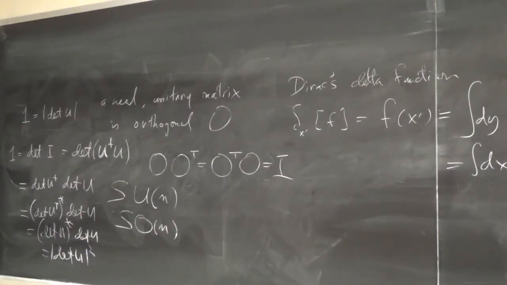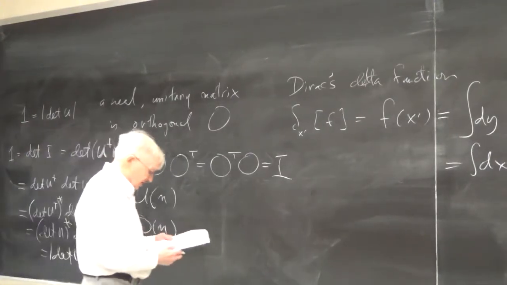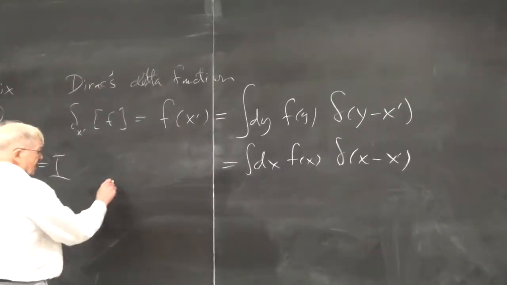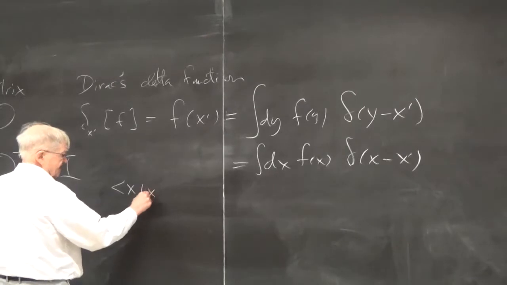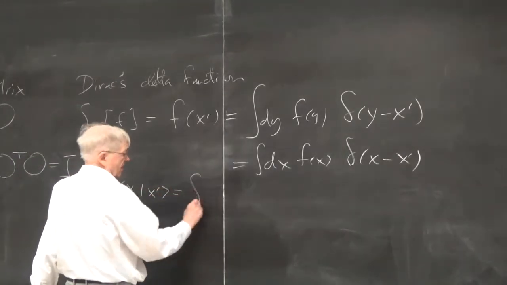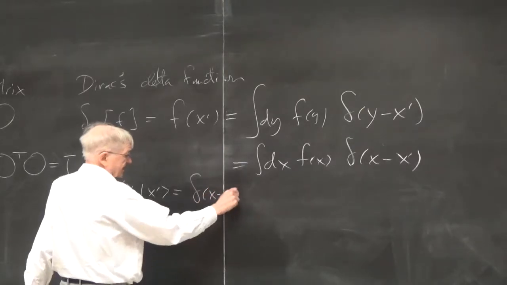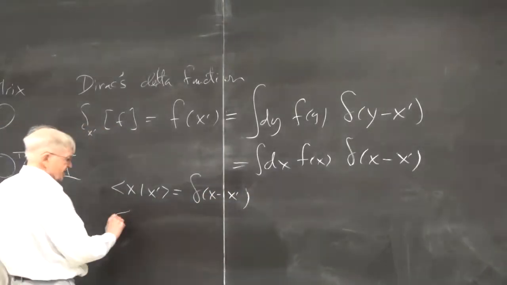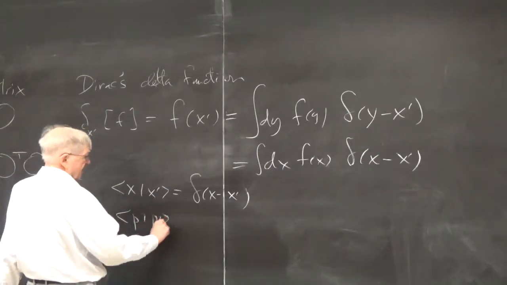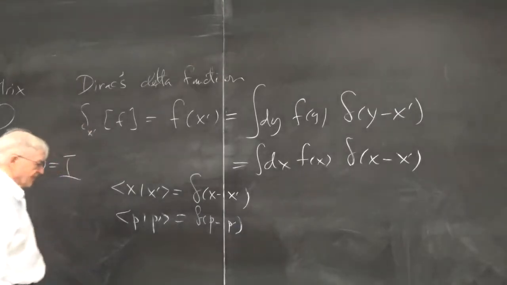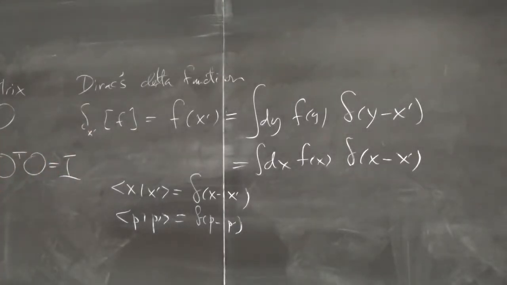But that's Dirac's delta function. And in fact, for the eigenstates of position in one dimension, we say that these are given by a delta function of x minus x prime. Also, for the eigenstates of momentum, we say this is delta of p minus p prime.